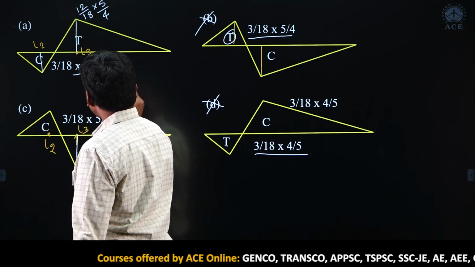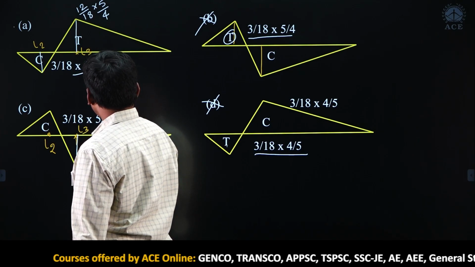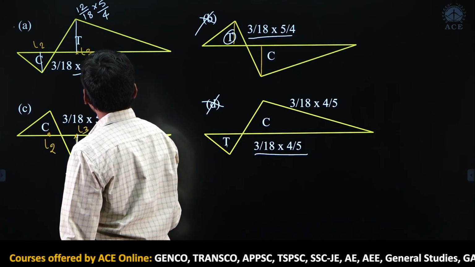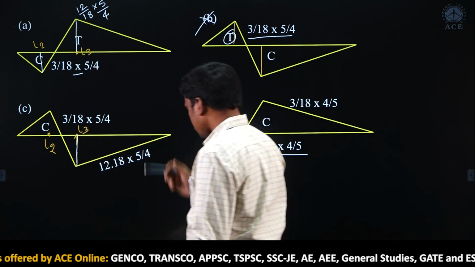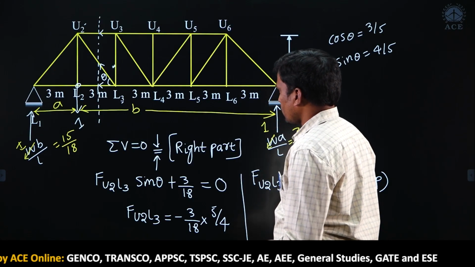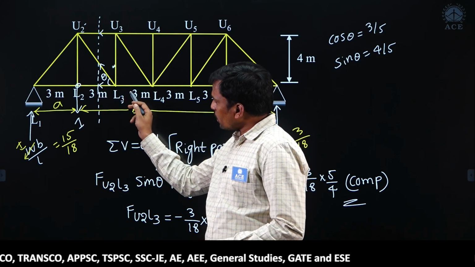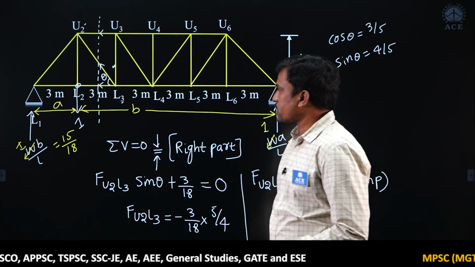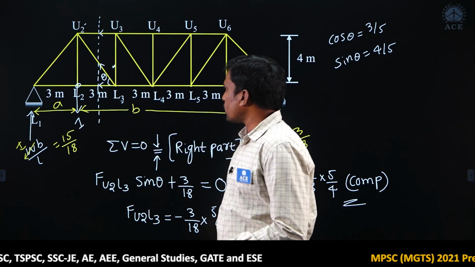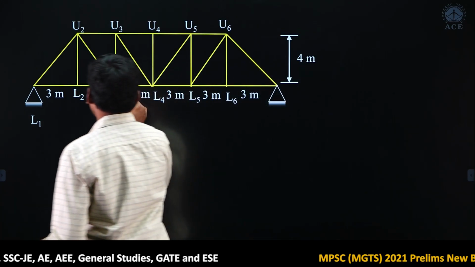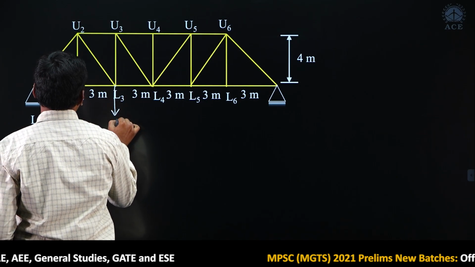3 by 18 5 by 4, 12.8 into 5 by 4. Okay, we will check it, right. Anyway, now we will place the unit load at the section right joint. Which one is the section right joint? L3. Okay, now we will place the unit load at joint L3.